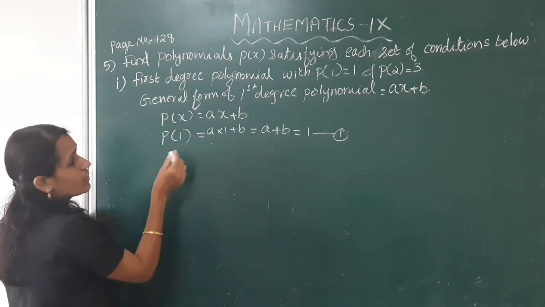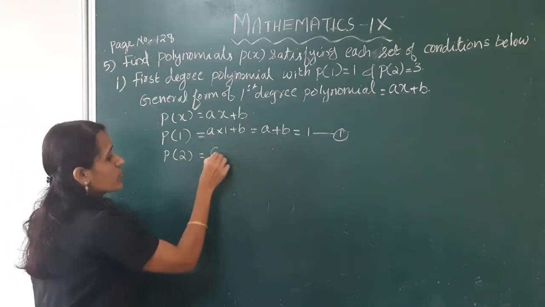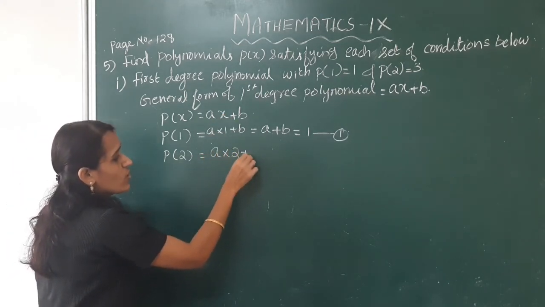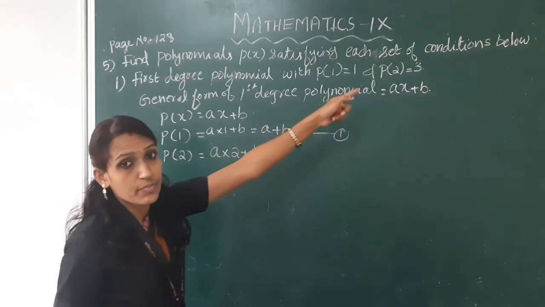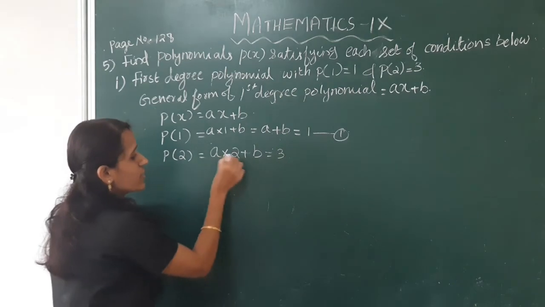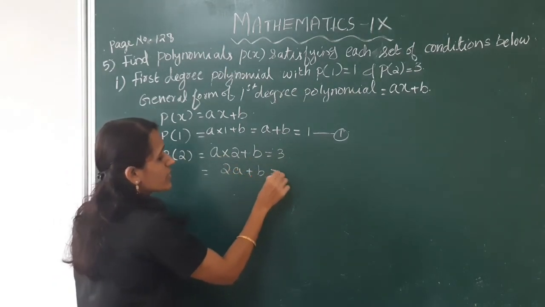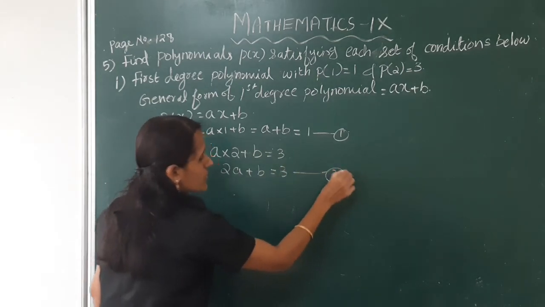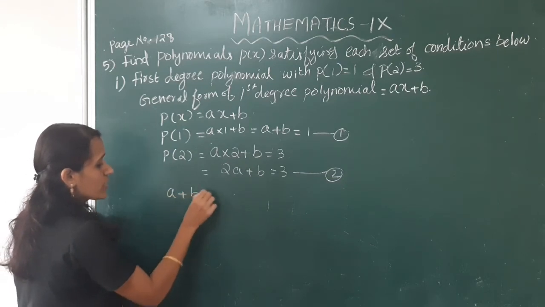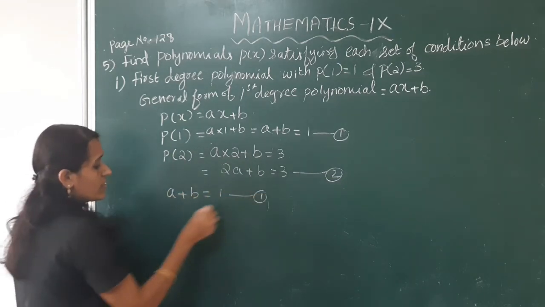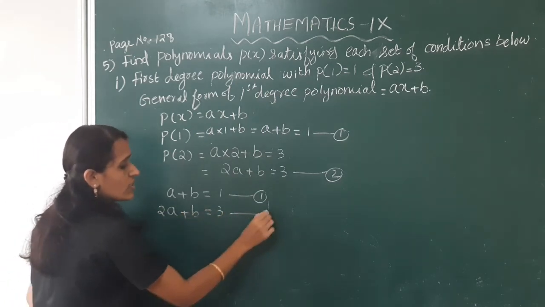Okay. Next, P of 2 is equal to, instead of x, substitute 2. a into 2 plus b is equal to 3. P of 2 is equal to 3. a into 2, 2a plus b is equal to 3. Mark it as equation 2. Here equation 1 is a plus b is equal to 1. Equation 2 is 2a plus b is equal to 3.